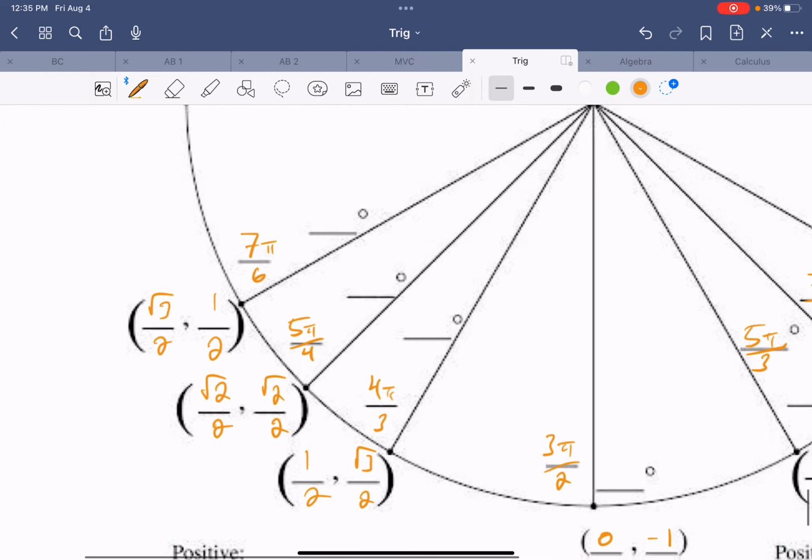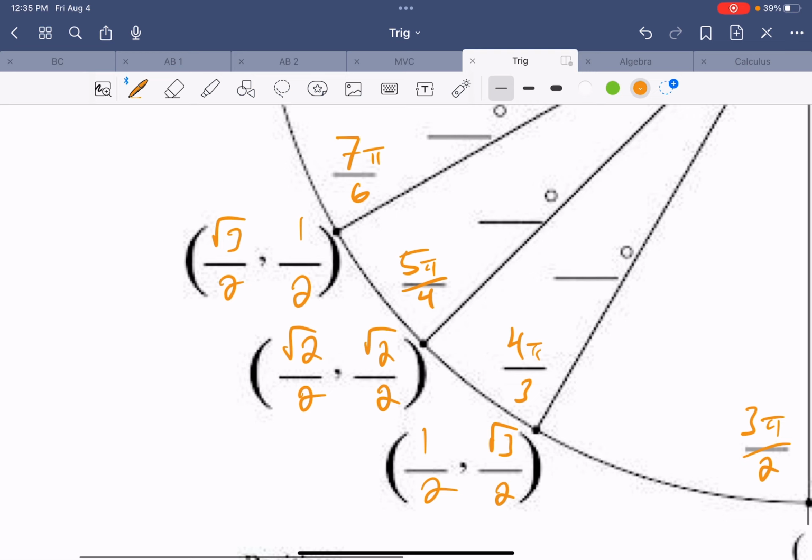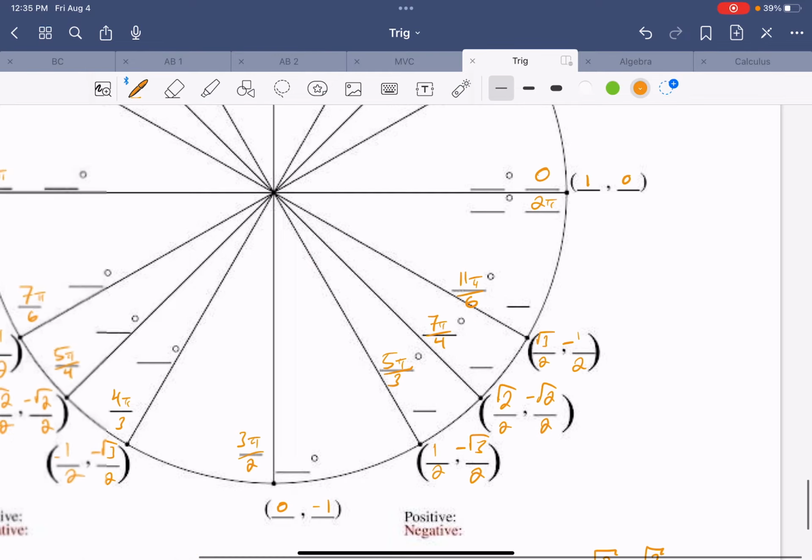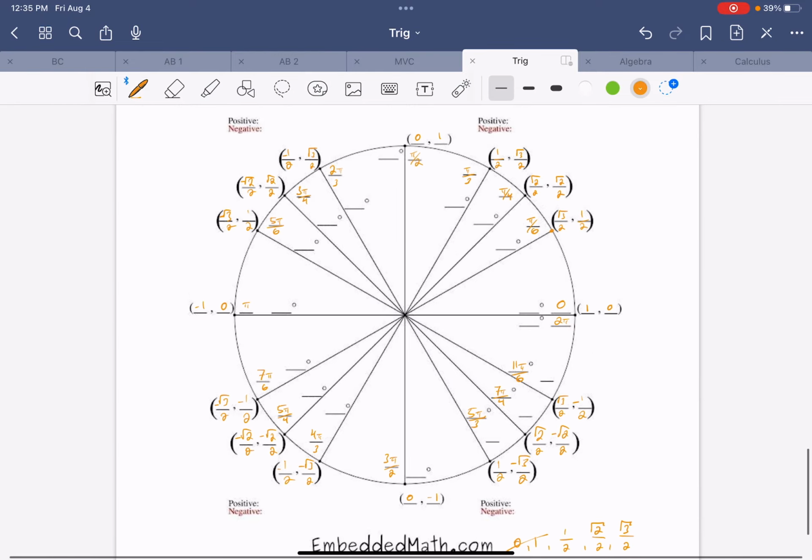And then now I'm going to fix all the signs. So if I'm in the third quadrant, everything's negative. So I just put a negative in front of x's and the y's. And then if I'm in the fourth quadrant, x is positive, but y is negative. So I just have to make those y's negative. And that's it. That is the unit circle filled out.